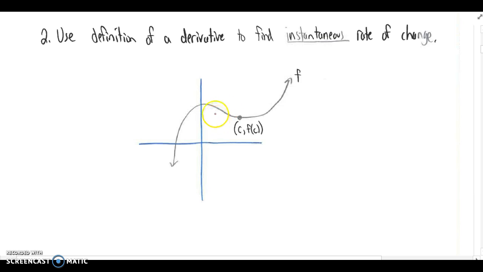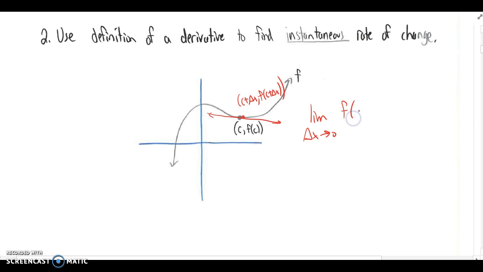So if I want to figure out what is this exact slope that is going through that point, I don't want my B value to be very far away. In fact, I want it to be super close. So then we take the limit as delta x approaches 0. In other words, our change going from C to the next point to the right is going to be very small. So we have this other point, C plus delta x, f of C plus delta x. And we're going to calculate the slope between them as the distance between them approaches 0.